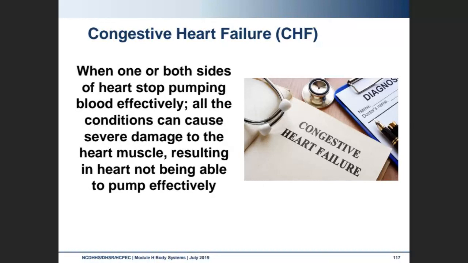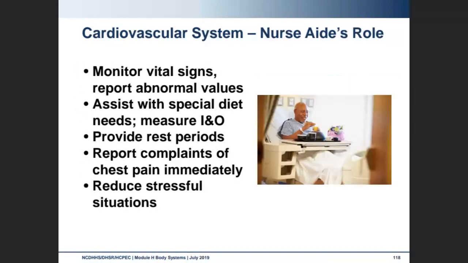In general, for the cardiovascular system, we want to make sure that we follow the plan of care, monitor vital signs, and report any abnormal values right away, right? Don't wait till the end of the shift or after you're done with everybody. If you see an abnormal value, report it. We want to assist and encourage special diet needs.